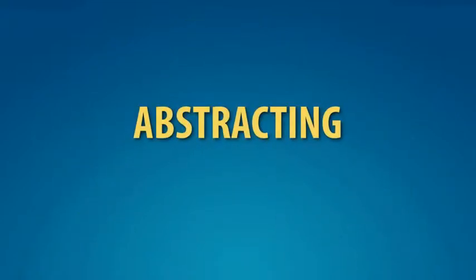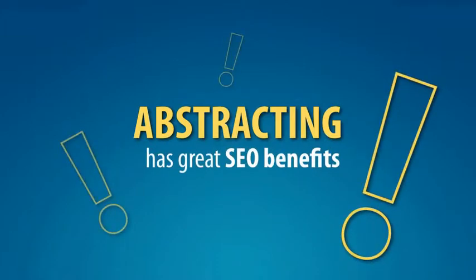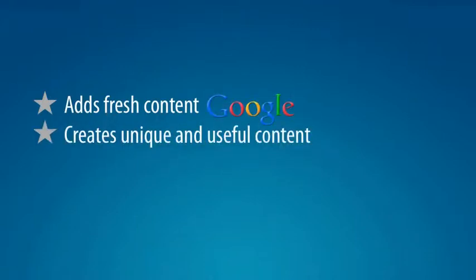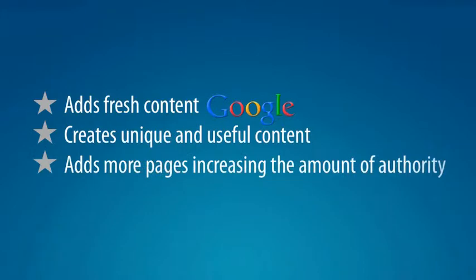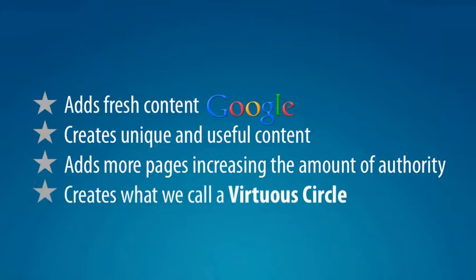Abstracting, when you actually post the content to your main website, has some great SEO benefits. First off, you're adding fresh content all the time, which helps with every search engine, and especially Google. You're also creating unique and useful content, which serves a real audience of human users, so you get great social engagement too. Plus, adding more pages, in case you didn't know this, actually increases the amount of authority, what Google calls PageRank, across your site, and that helps you rank better and get more traffic for all of your search terms. And finally, even if you post this content on a separate site, abstracting makes it easy for you to create what we call a virtuous circle. Now, before I explain that, let's have Michael tell us how well that actually works.